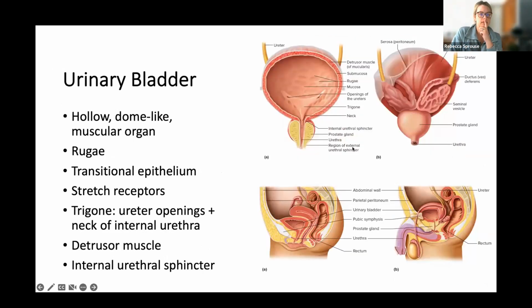And when we get to the urinary bladder here, the bladder is a dome-like organ. It's very muscular, smooth muscle, so it's involuntary. It has rugae. So if you remember from the digestive tract, the rugae are the folds of tissue here in the bladder. It has something called transitional epithelium, which means that the cells look one shape when the bladder is relaxed, but as the bladder fills, those cells kind of flatten out.